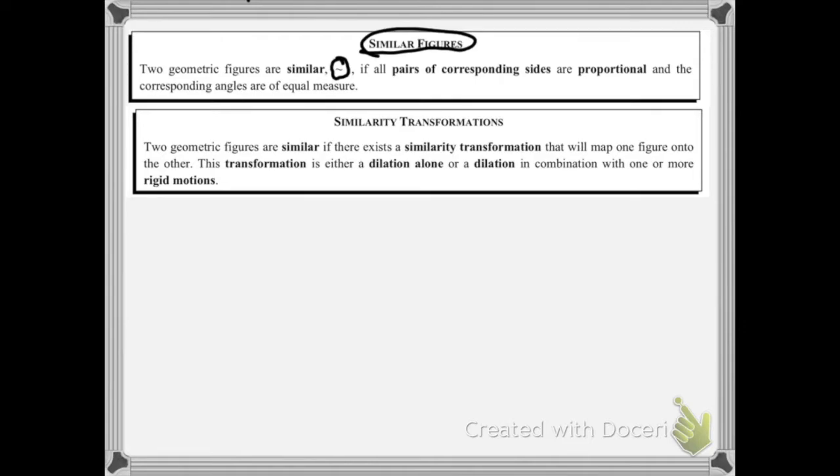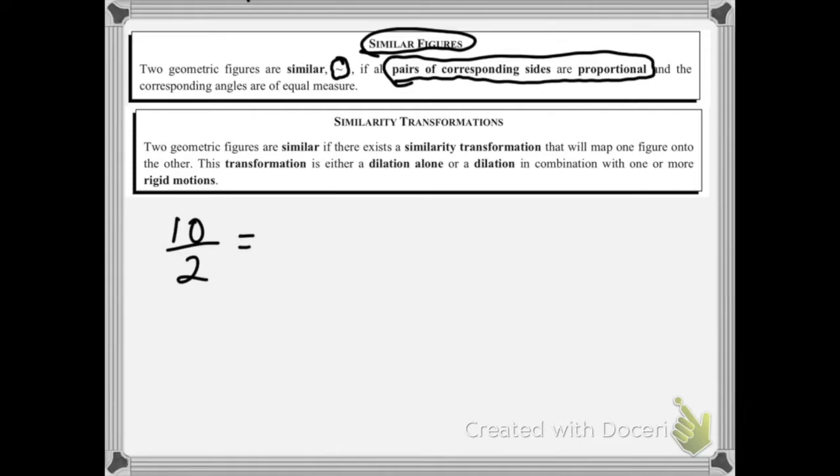So in similarity, we say two shapes are similar if the pairs of corresponding sides are proportional. And what does the word proportional mean? Proportional just compares ratios, right? And ratios are just fractions. So for example, 10 over 2, that is the same thing as 5 over 1.